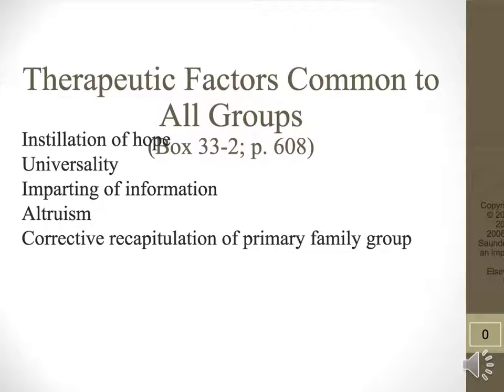These next 2 slides go over factors that are common for all groups. And this is, first of all, we want to instill hope. This is where they have support. And they're going to have everyone share some type of optimism and how to improve things.